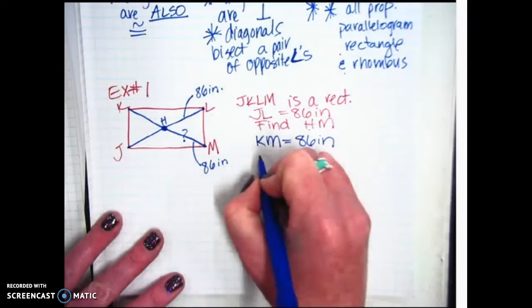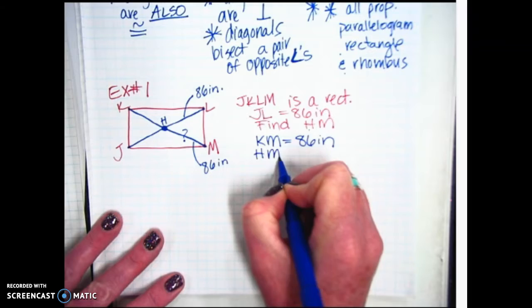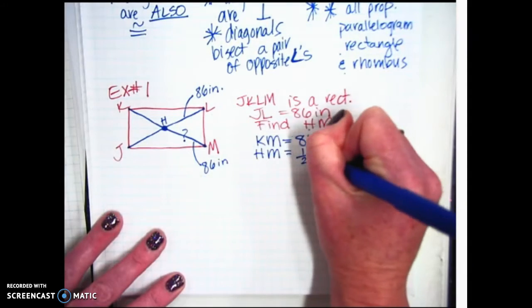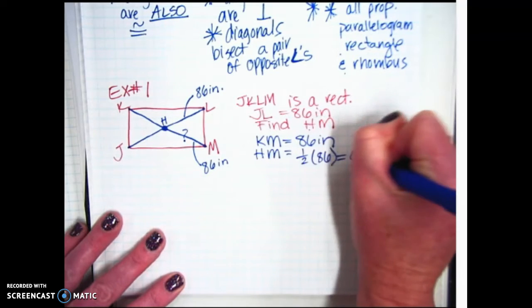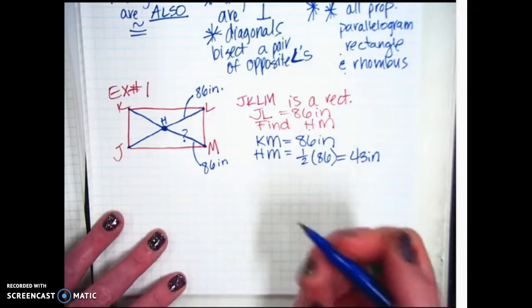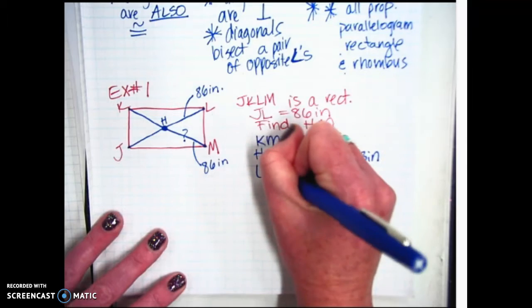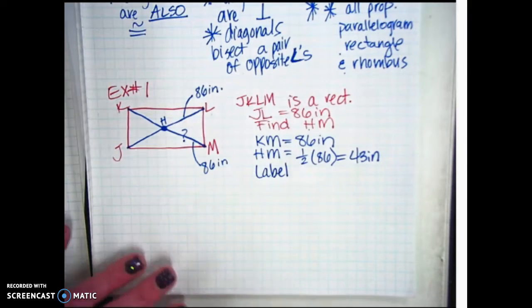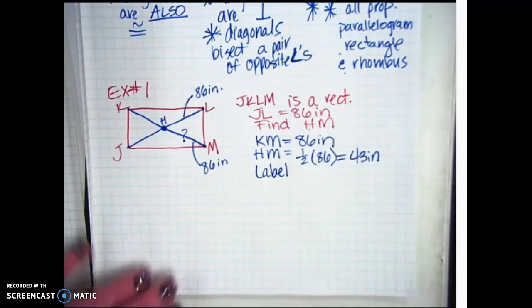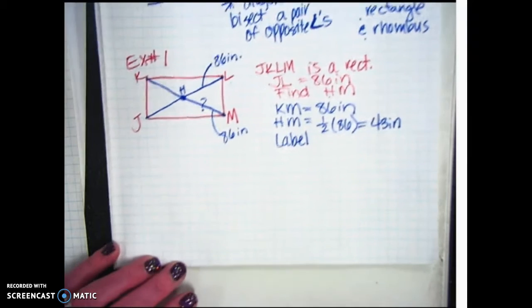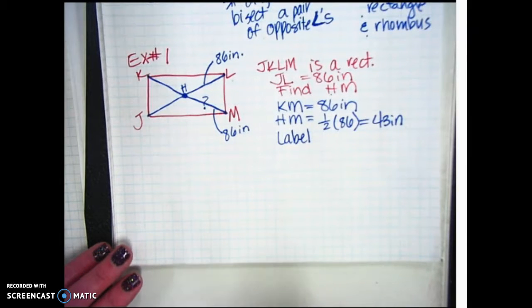So what is HM? It's going to be half of it, right? We're going to take half of 86. We should get 43 inches. Okay. This is super simple, but make sure you label the information that they give you, the information that they want you to find. Okay? It's all about how you're labeling stuff and pointing it out. And then it becomes kind of obvious, right?